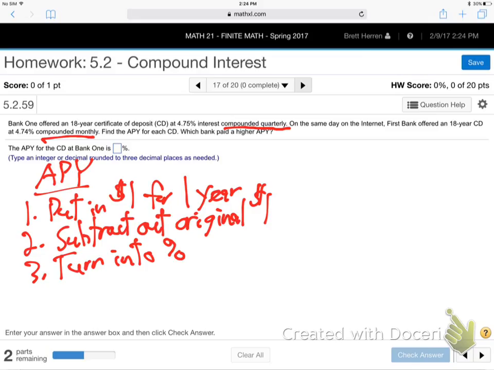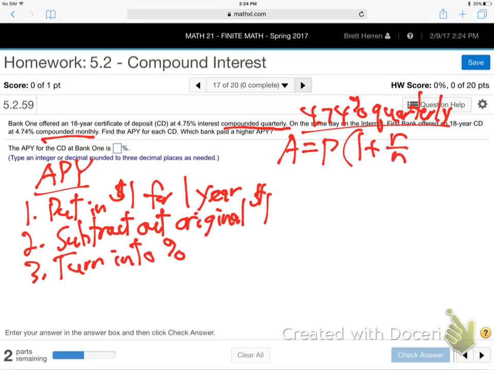So let's do it for the first one, the 4.74% quarterly. So for that one, again it's P(1 + r/n)^(nt). 4.74 is monthly. Oh, you're right, I meant to do the 4.75 one. Thank you for stopping me before I did the whole thing wrong. Let's do that. I meant to do the 4.75 one first. You can do either order, it doesn't matter.